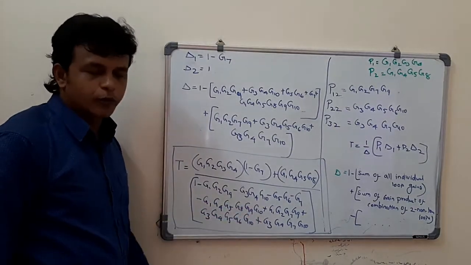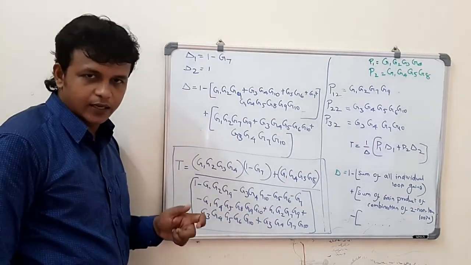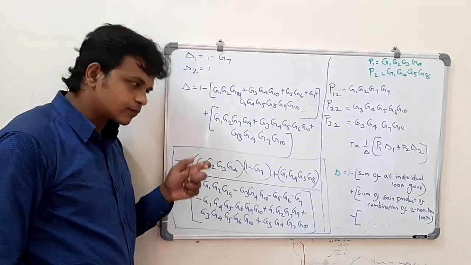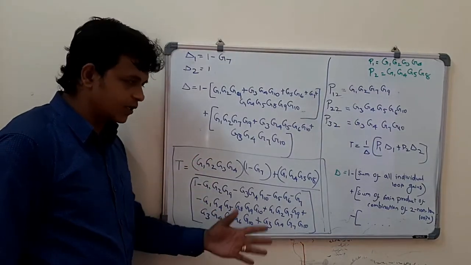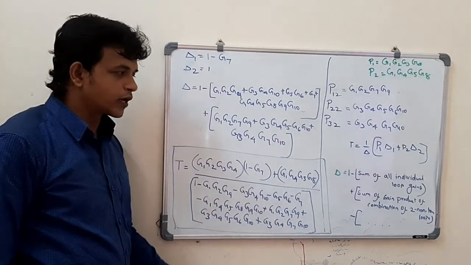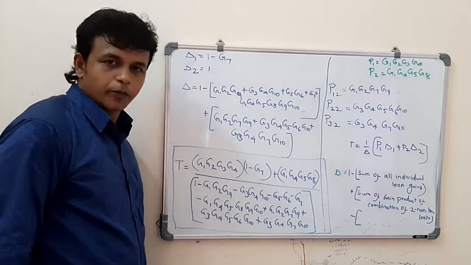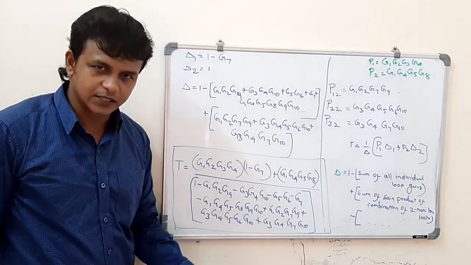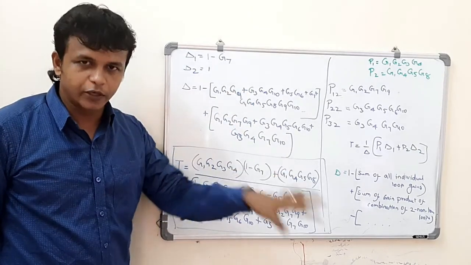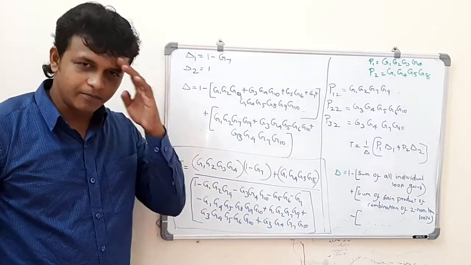So with this video, I hope you have understood Mason's gain formula very clearly. Don't neglect this question, as there is definitely a chance of scoring full marks in it. Meet you again in another video in which we will discuss how to convert a block diagram into a signal flow graph. Until then, bye, thank you.